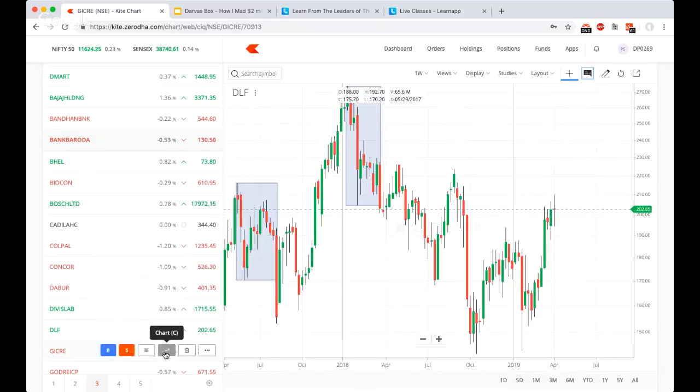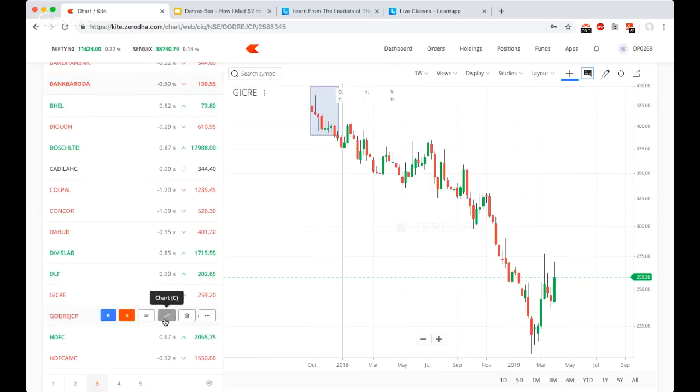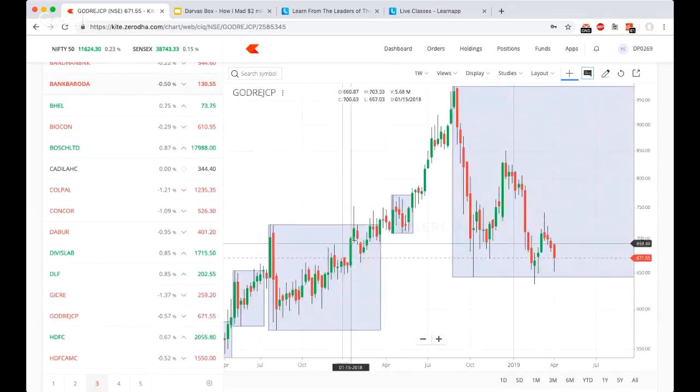DLF, what? Okay, GICR, nothing. Godrej CP, they have an entry here and hold till the end. Wow, that's difficult. The stock comes back and you're still holding on to it. That's crazy, man. So that's one of the problems with this strategy. See, when this happens, that's crazy.